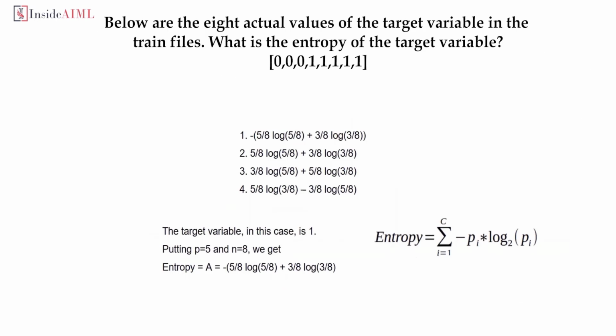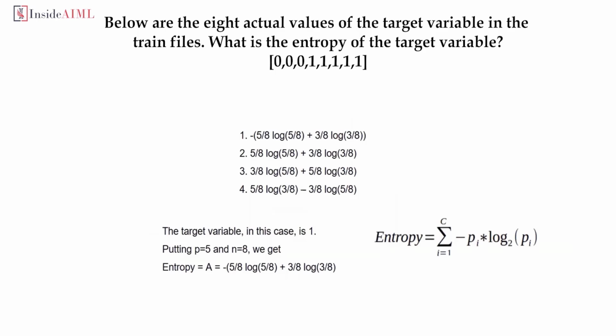So below are the 8 actual values of the target variable in the train file. What is the entropy of this particular target variable? And the options are: minus of 5 by 8 log 5 by 8 plus 3 by 8 log 3 by 8. The second is 5 by 8 plus log 5 by 8 plus 3 by 8 log 3 by 8. The third option is 3 by 8 log 5 by 8 plus 5 by 8 log 3 by 8. And the fourth option is 5 by 8 into log 3 by 8 minus 3 by 8 log 5 by 8.